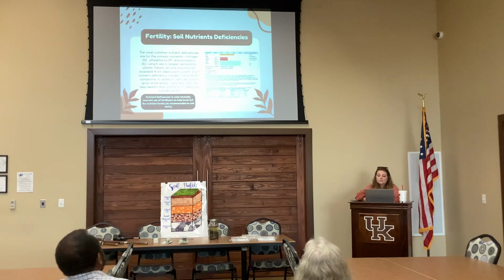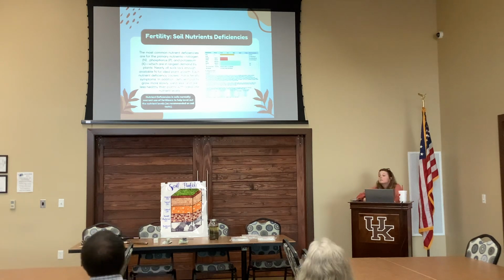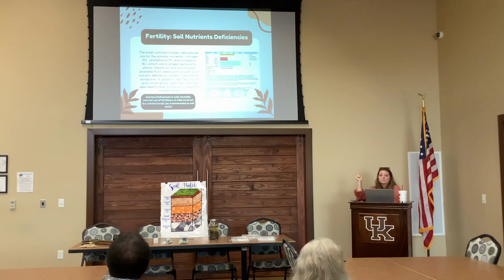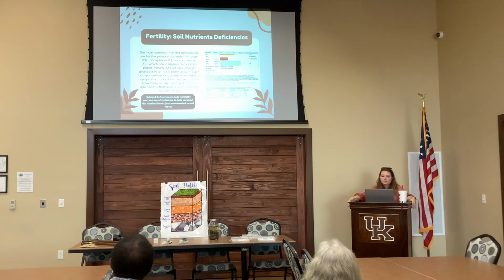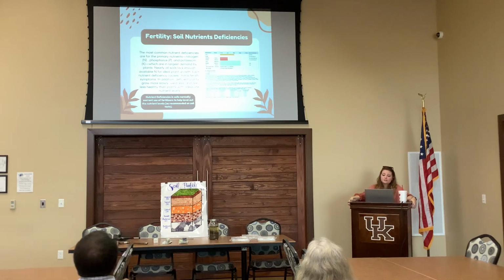Soil nutrient deficiencies. This is when your soil test reports come in. This is normally what you all see after you receive your reports back. And like we talked about, the most common nutrient deficiencies are for your primary nutrients: nitrogen, phosphorus, and potassium. They are in largest demand by plants because there are a lot of byproduct pieces of production and growth that those go to. Nearly all soils lack enough available nitrogen for ideal plant growth. Each nutrient deficiency causes characteristic symptoms. In addition, deficient plants grow more slowly, yield less, and are less healthy than plants with adequate nutrient levels.